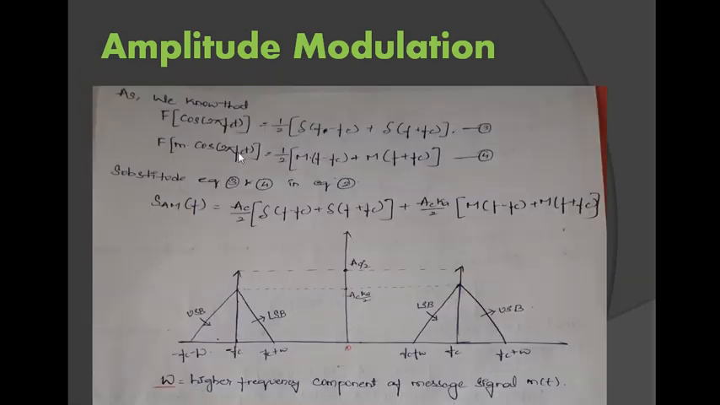You all know that the Fourier transform of cos 2 pi f_c t is equal to half of delta of f minus f_c, meaning the total frequency minus your carrier frequency, and similarly delta of f plus f_c. So this is the Fourier transform of cos 2 pi f_c t. When I multiply with the message signal m(t), I will get half of M of f minus f_c plus M of f plus f_c.